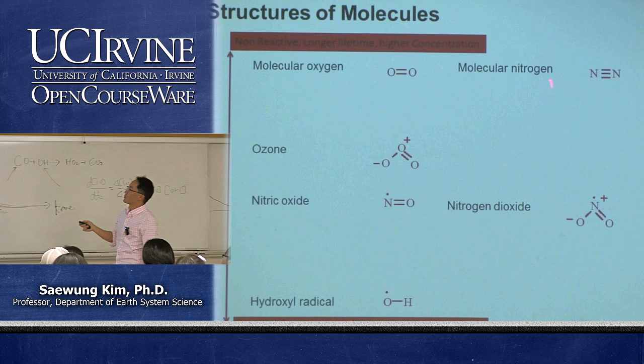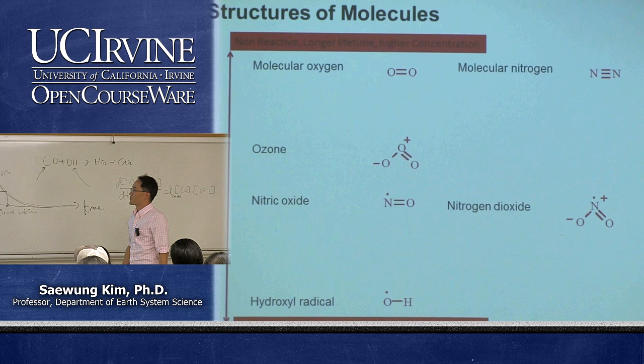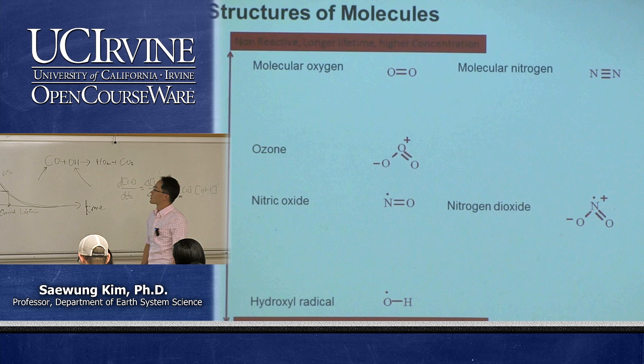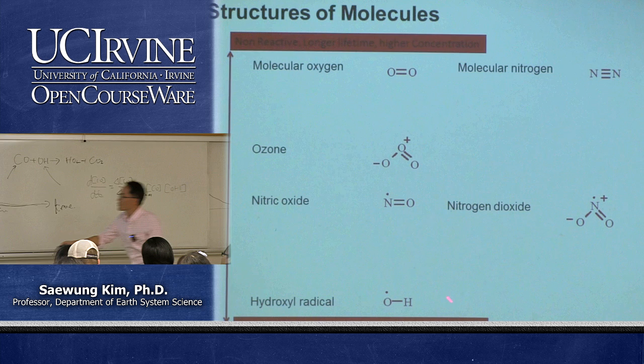So ozone is far less reactive in the atmosphere. Ozone concentration in the atmosphere is far smaller than molecular oxygen and nitrogen. And then we'll talk about NO and NO2 today. And then we already discussed a little bit about the OH.